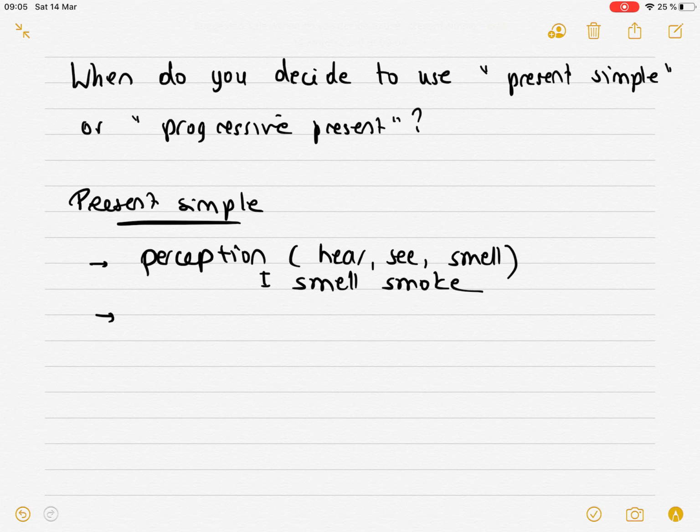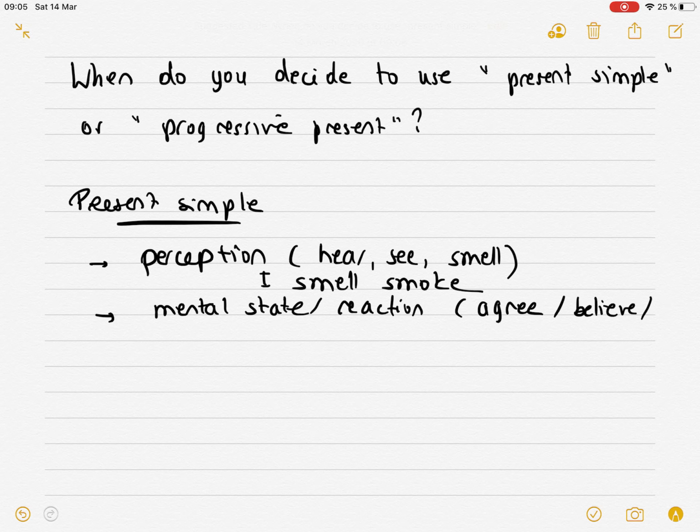Now there's another circumstance in which we use the present simple, which is when you describe a mental state or a reaction. So maybe once again, if I give you examples, when you say I agree, you don't need to say I agree right now the moment I'm talking. We would simply say I agree, or we say I believe, or I dislike. So I like.